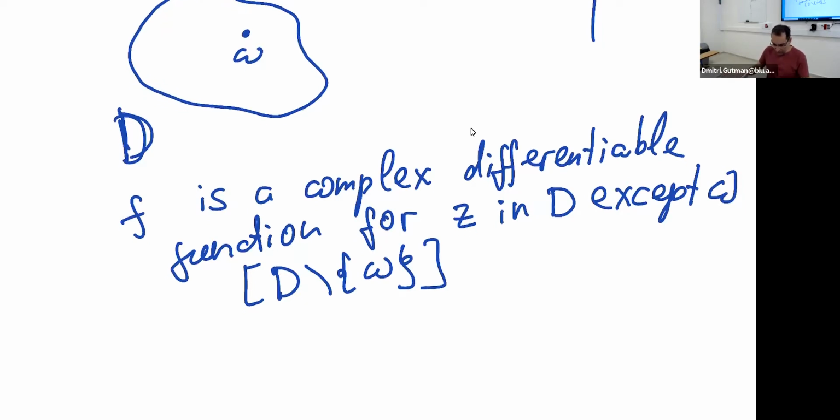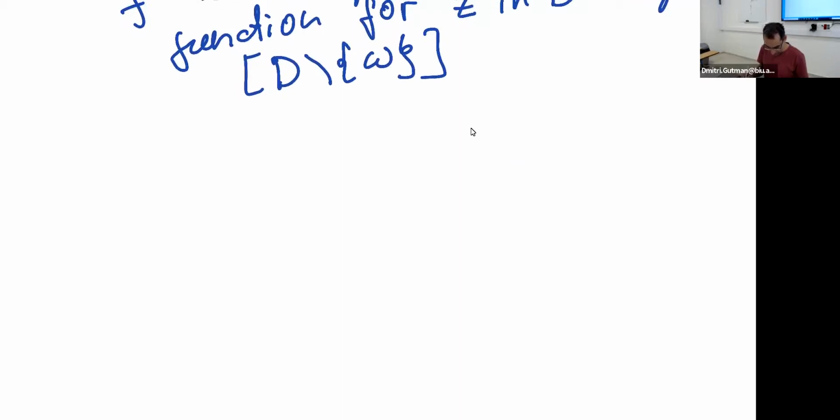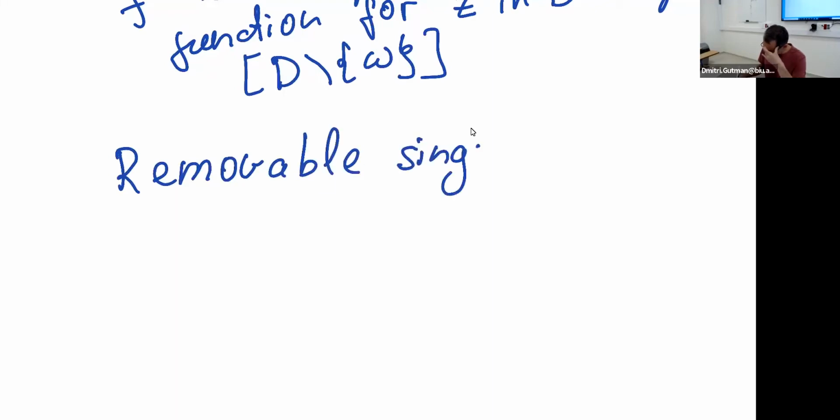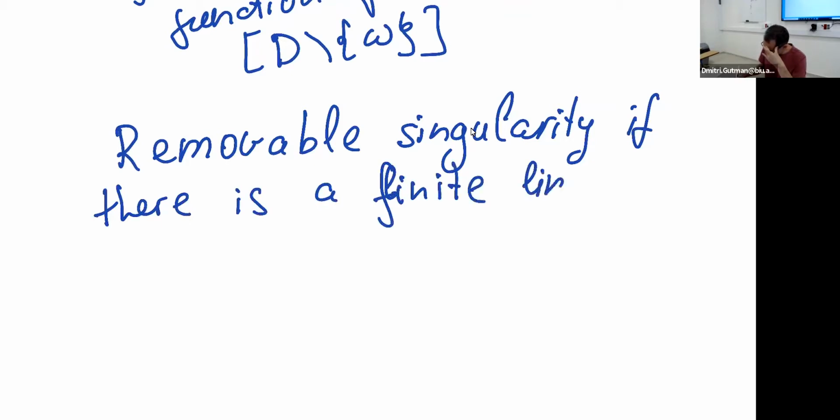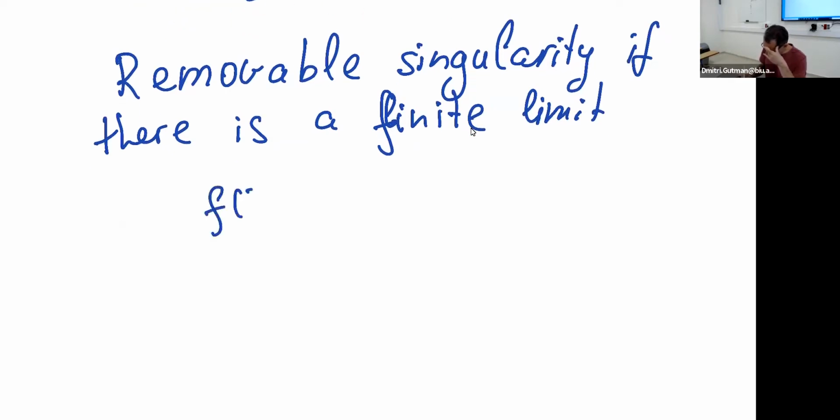Okay, so point W is called a removable singularity if there is a finite limit of f of z as z approaches W. If such a limit exists and it's finite, then W is a removable singularity.